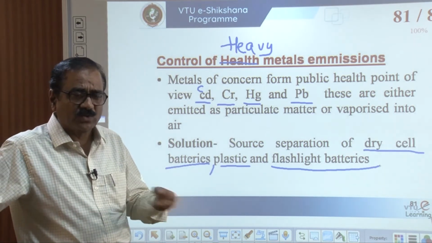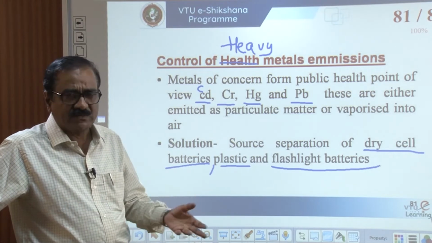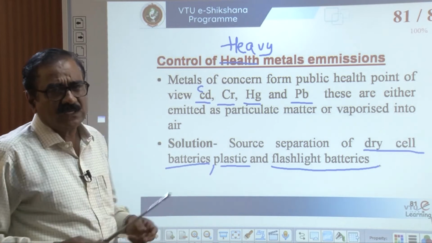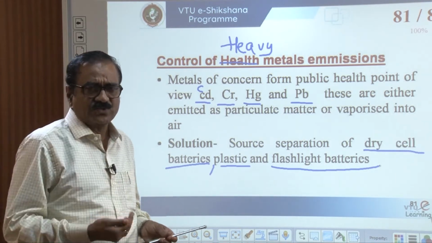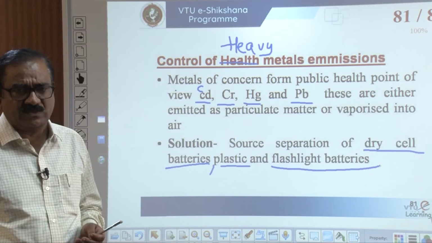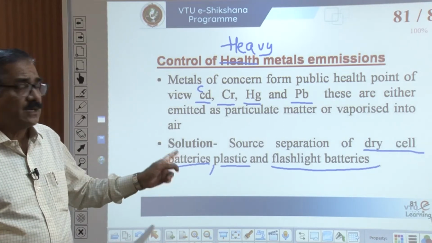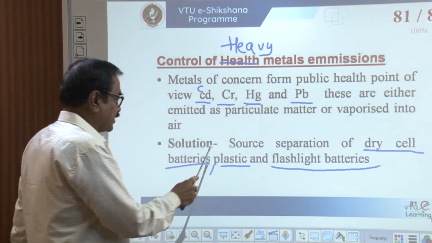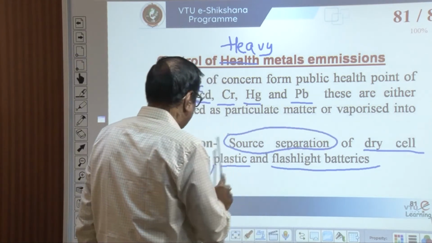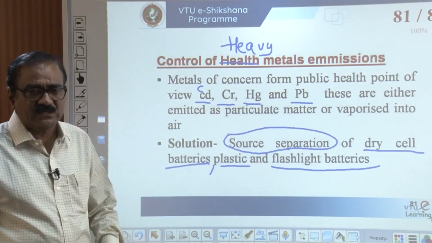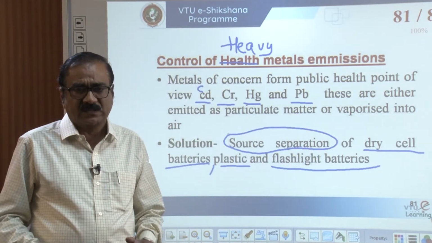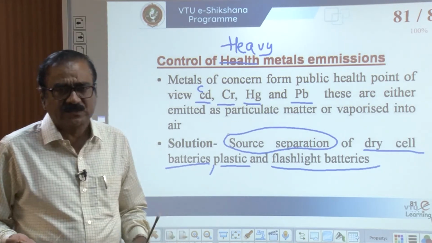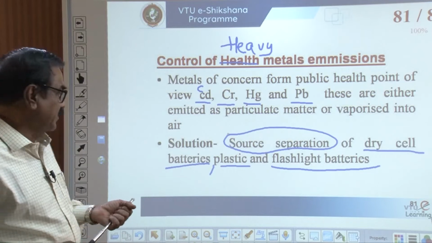Some of the materials we may throw as damaged, some of the particles, batteries, plastic, flashlight batteries, all those things from the commercial establishment or institutional establishment, may enter into the municipal solid waste, and they will be containing heavy metals, and heavy metals are very, very dangerous. So best is again source separation. Batteries and all that you should not allow. If you find that batteries and plastics, heavy metals, and flashlight batteries are there, try to remove them in the beginning itself. So, you can avoid the heavy metal emissions.